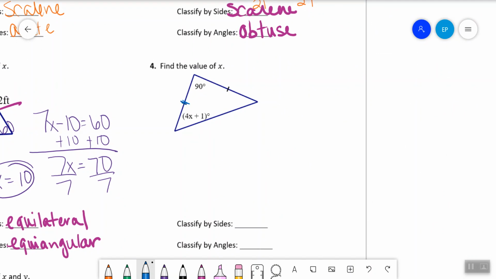Based on this congruent marking and this congruent marking, the angles opposite are congruent. So I know that this is isosceles because two sides are congruent. Because of this 90-degree angle that is given to me right off the bat, I do know that this is right. If not, I'd find x and plug it back in to double check.